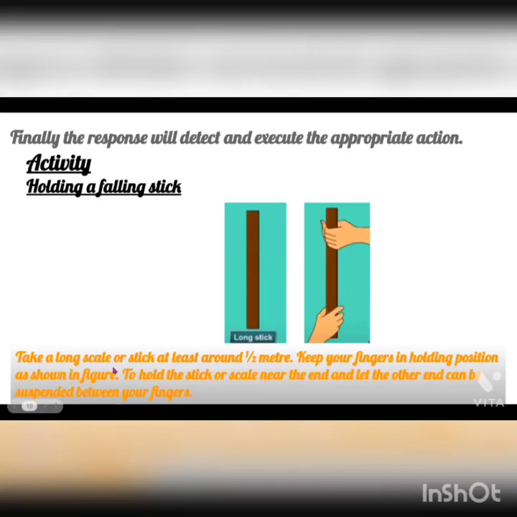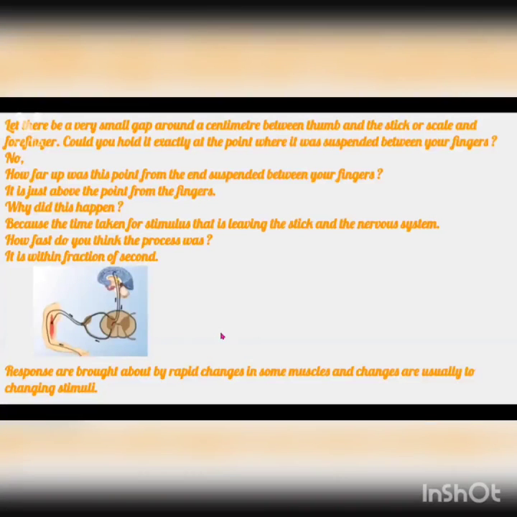Take a long scale or stick, at least around half a meter. Keep your fingers in holding position as shown in the figure. Hold the stick or scale near the end and let the other end be suspended between your fingers. Let there be a very small gap, around a centimeter, between the thumb and the stick or scale and four fingers. Could you hold it exactly at the point where it was suspended between your fingers?